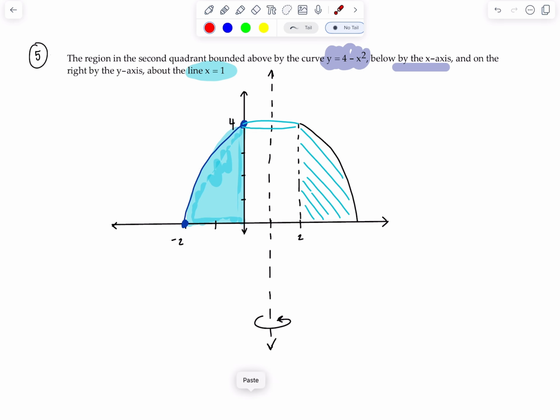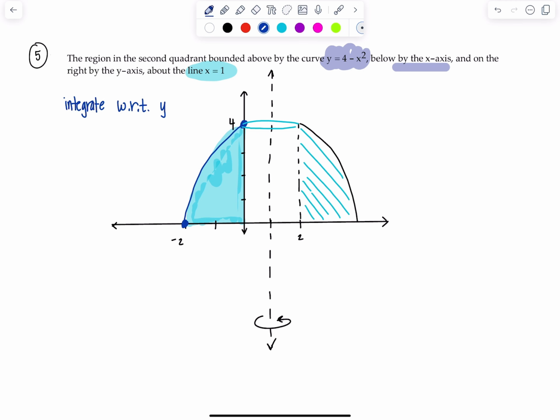Now let's think, if we're spinning around x equals 1 and I slice perpendicular to the axis of revolution, my slices are moving up and down, aren't they? Up and down means I'm going to integrate with respect to y. Ooh, this is the first one where we've integrated with respect to y.